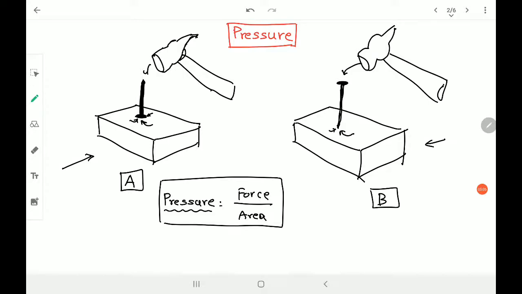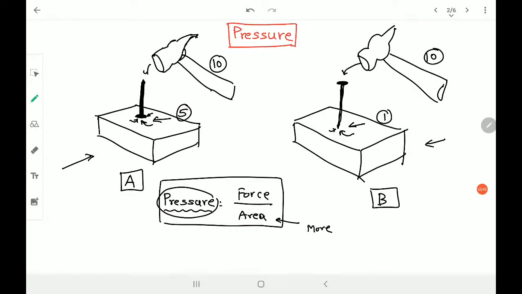So what is pressure? Pressure is force upon area. It means on a particular area, how much force is applied. That is called pressure. Right? So force upon area means if the area is more, this quantity, the pressure, will be less. For example, let's see. Let's consider the hammer is applying some force of 10 magnitude, and here the area is 5, and here the area is 1.